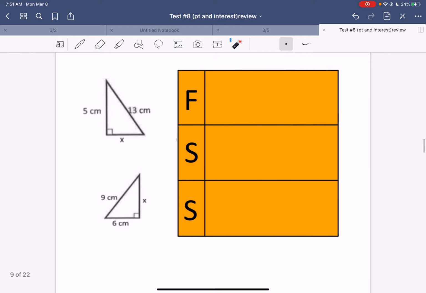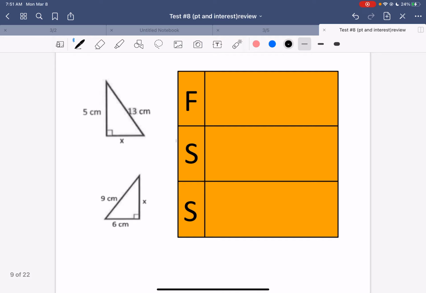So now I want to work one that has a missing leg rather than the hypotenuse, because you notice here we are given the hypotenuse, which is 13. So I'm going to still use my same formula, a squared plus b squared equals c squared. But this time when I substitute, I'm going to substitute the 5 squared for a. I'm going to keep my b squared, and that's going to equal 13 squared.